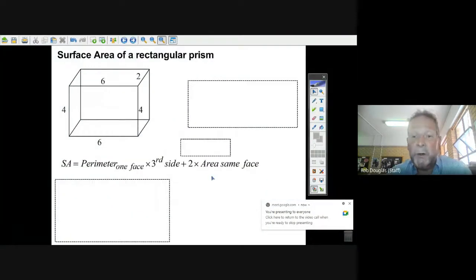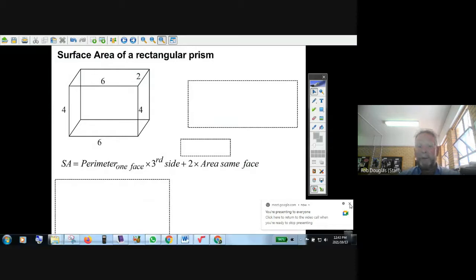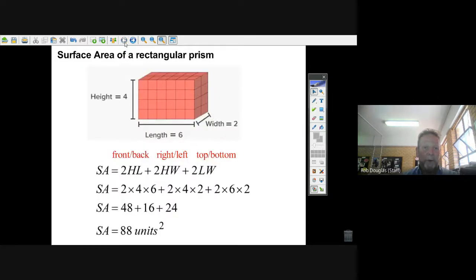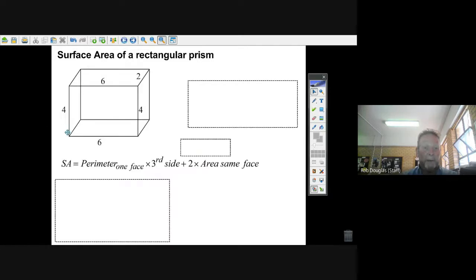Okay, I'm going to show you another way to find the surface area of a rectangular prism. Now, this was the problem we had in the last question. If you remember, in the first video, the height was 4, the length was 6 and the width was 2. Well, there's another way of getting at the area of this rectangular prism. And I kind of like this way in some ways, because it's the way you do other prisms as well.